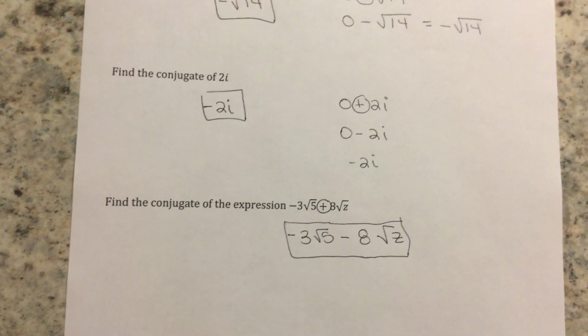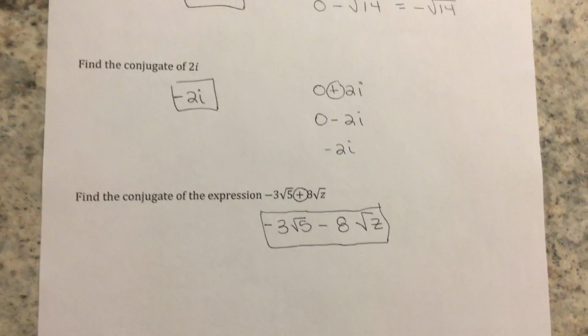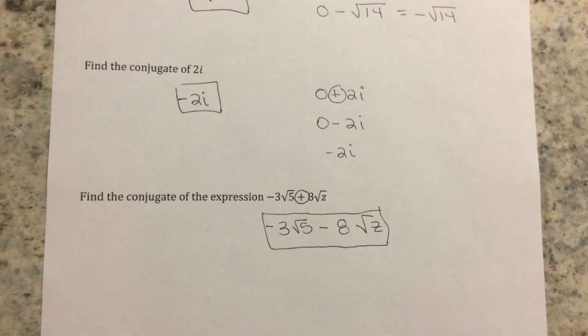So this is Module 4, Homework 2, Worked Out Notes for MAT 1033 Intermediate Algebra.